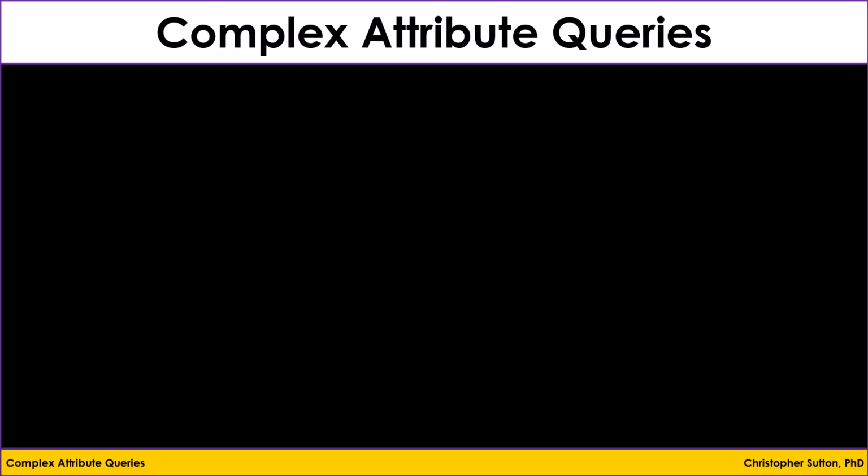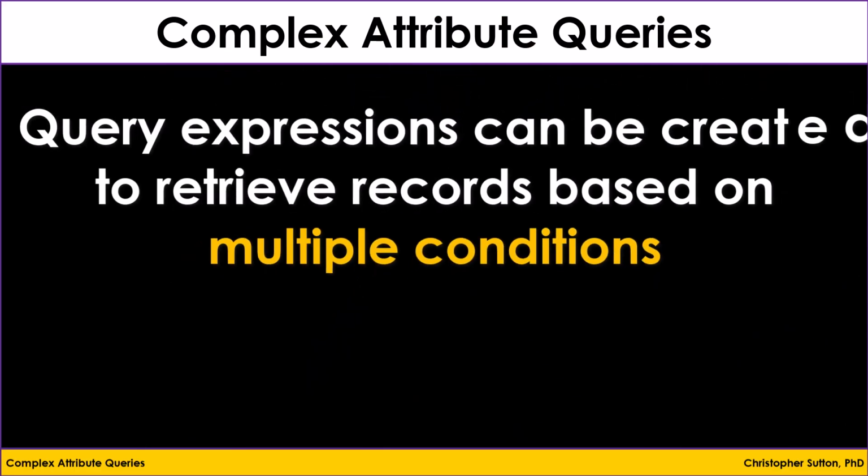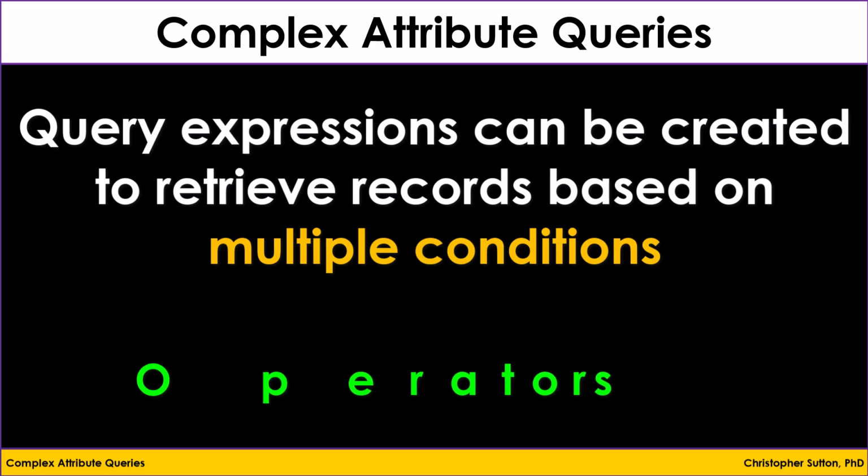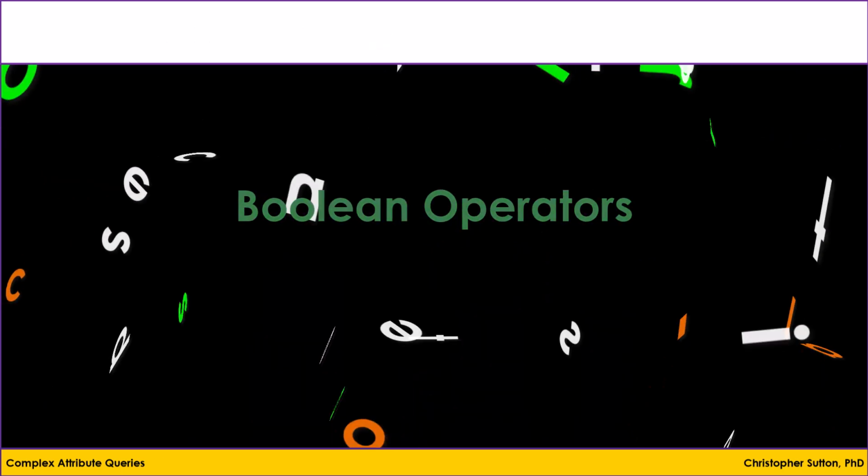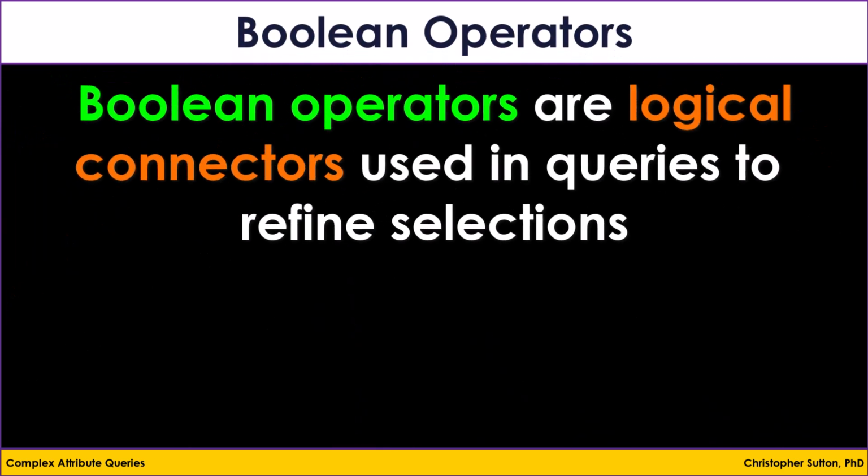In the previous video, we focused on the creation of simple queries. Now we will learn how to combine such expressions. Query expressions can be created to retrieve records based on multiple conditions. In such queries, simple queries are combined using Boolean operators. Boolean operators are logical connectors used in queries to refine selections.